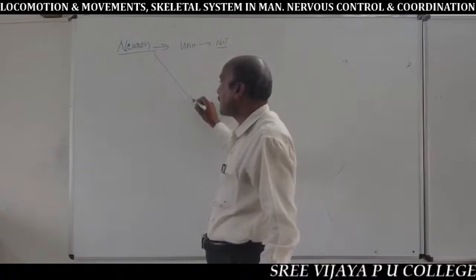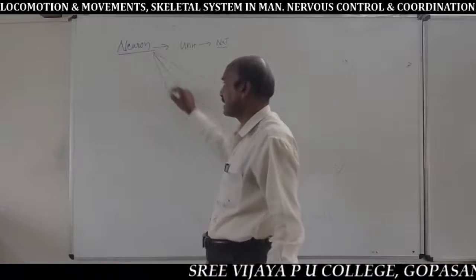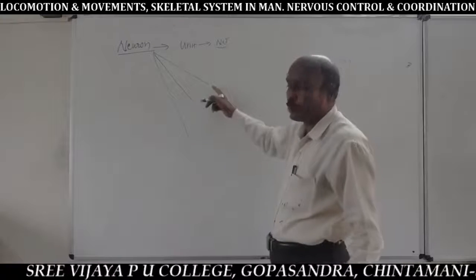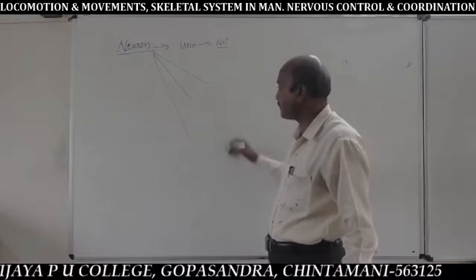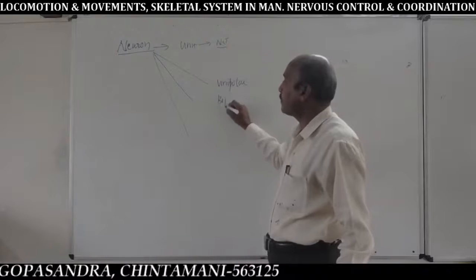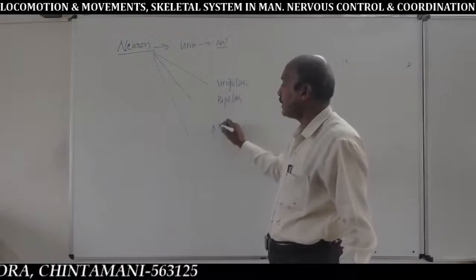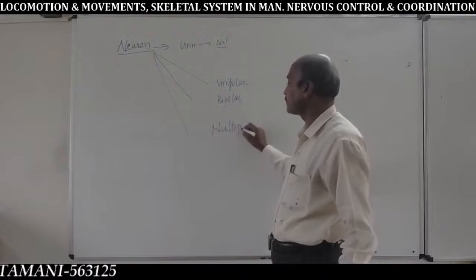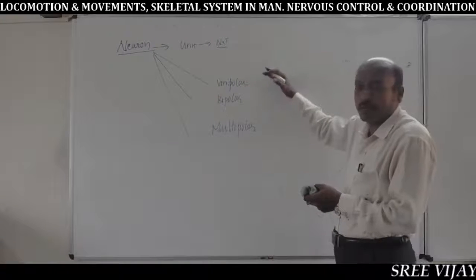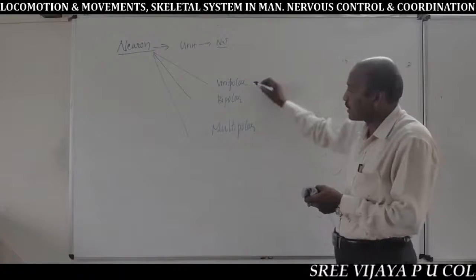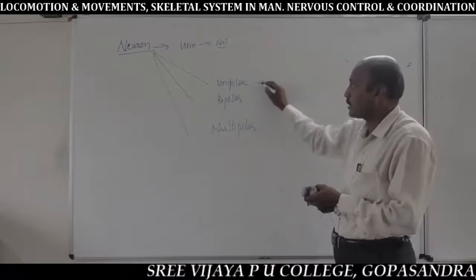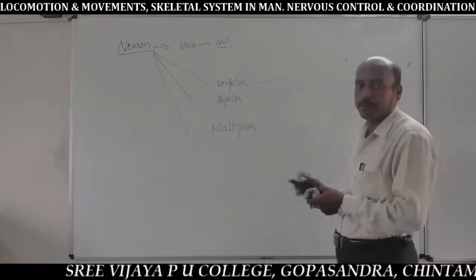Here, on the basis of number of projections or processes, neurons are classified into three different types: unipolar neuron, bipolar neuron, and multipolar neuron. Please listen here, students. On the basis of number of processes or projections, there are three different types of nerve cells, unipolar, bipolar and multipolar.